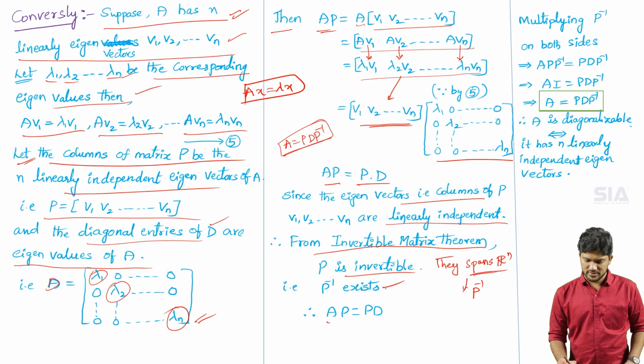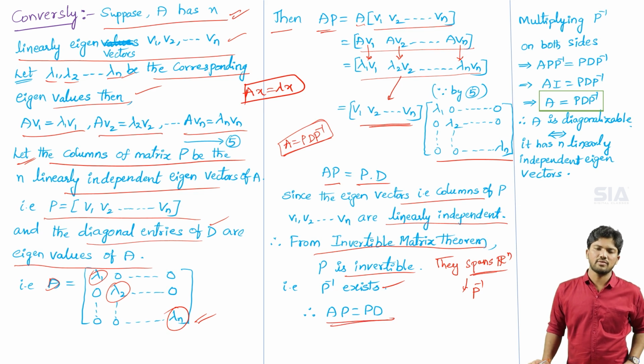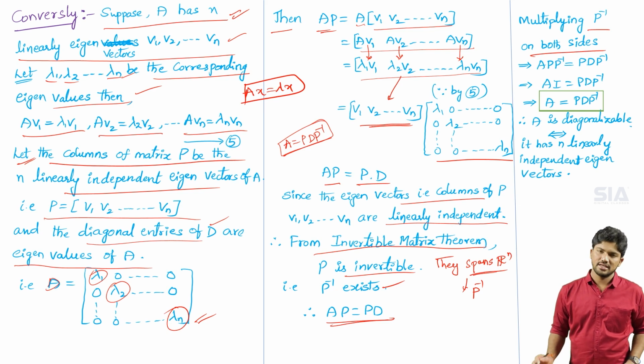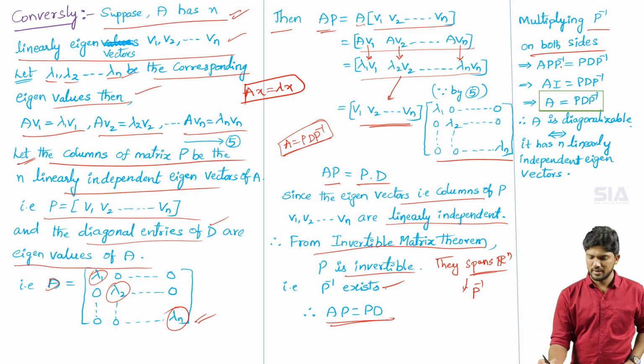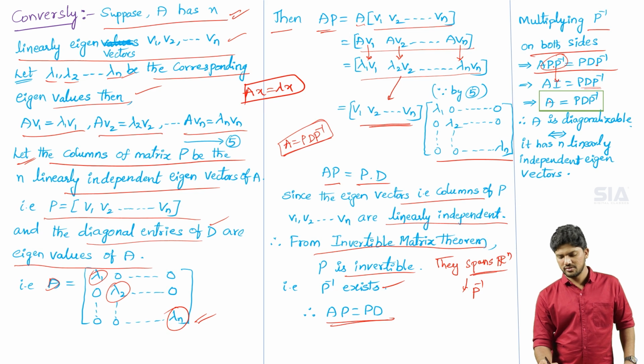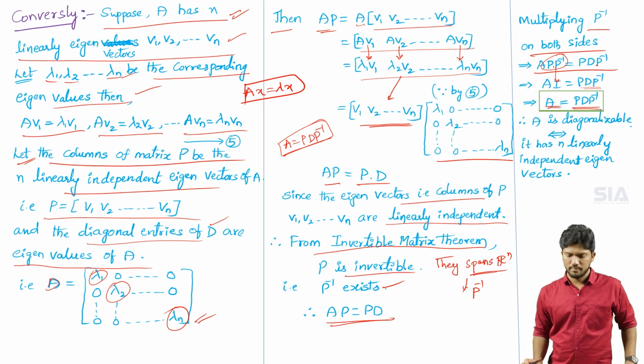P inverse exists means we can write A into P equal to P into D. Multiplying P inverse on both sides, that is right side multiplication, post multiplication. So A into P inverse is equal to P into D into P inverse. Here in the LHS, P into P inverse is capital I. A into capital I is equal to the RHS, P into D into P inverse. So A into I, that is A, is equal to P into D into P inverse.